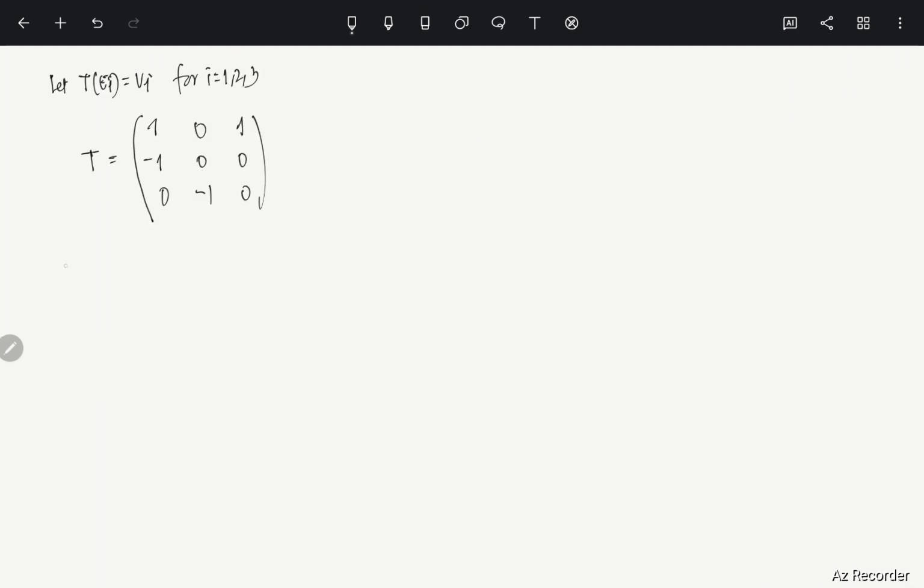So therefore, what is T inverse at? If you calculate it, T inverse at e1 will be 2 0 0, T inverse at e2 is 1 2 0, and T inverse at e3 is 0 1 2. So this is the T inverse at.